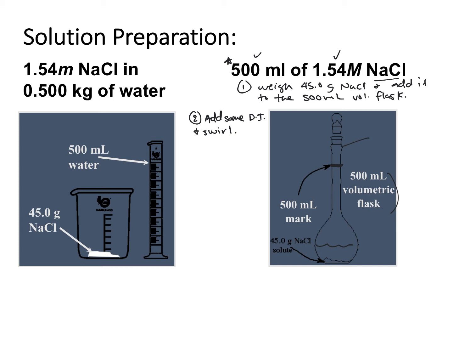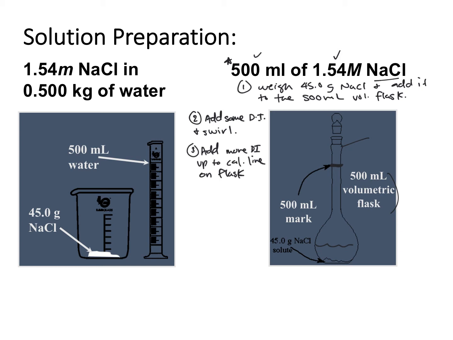Okay, and then eventually what you'll do is you'll add the remaining deionized water up to the calibration line on the flask. And then at that point, you will have created the solution with the correct concentration that you need.